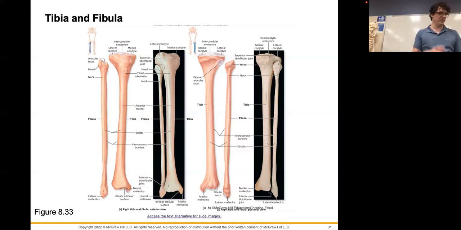But even then, that is going to be at least a movable joint and often one of the more commonly dislocated or injured joints in the lower leg. Okay.